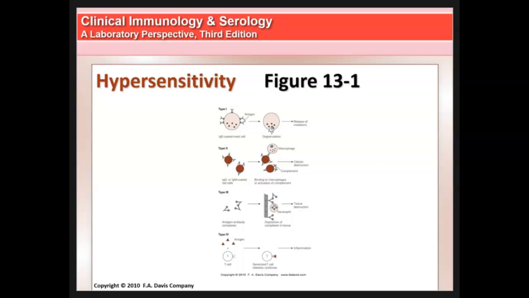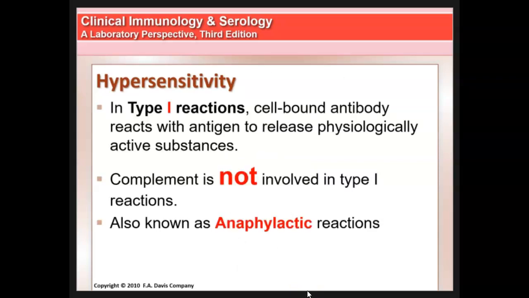Types 1 through 3 are considered immediate, and type 4 is considered delayed. So that's very important to remember. Types 1, 2, and 3 are considered immediate, and type 4 is delayed. Type 1 reactions occur when the cell-bound antibody reacts with an antigen to release physiologically active substances. Now, where do we have physiologically active substances that could be released? I'm hoping you're thinking about our granulocytes. Complement is not involved in type 1 reactions.